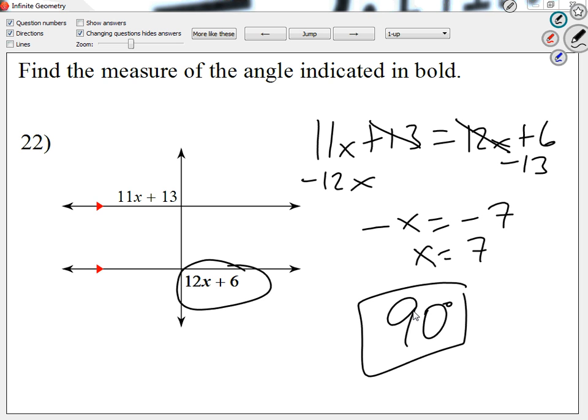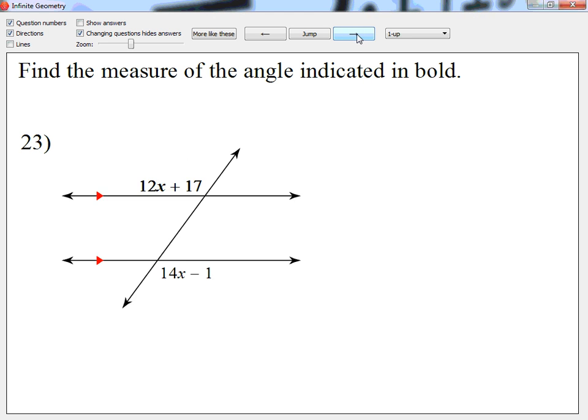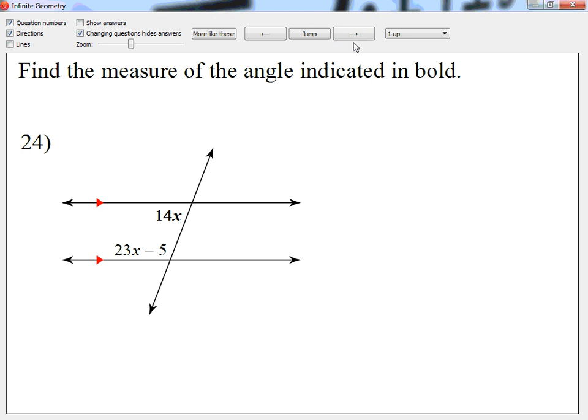Let me help you a little. As a matter of fact, for corresponding, alternate interior or alternate exterior, for those three, if you don't know which one is bold, honestly, it doesn't matter which one you plug in, because they're the same size. So plug into any one. The one that is the trouble is same side interior. So let me take a look at one that is same side interior, like number 24.